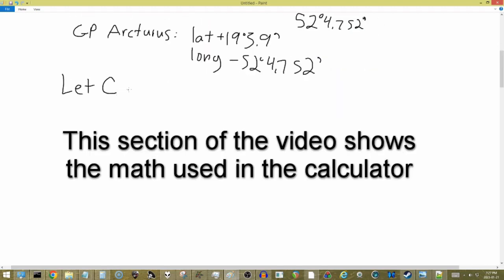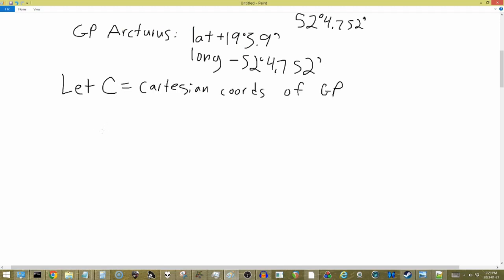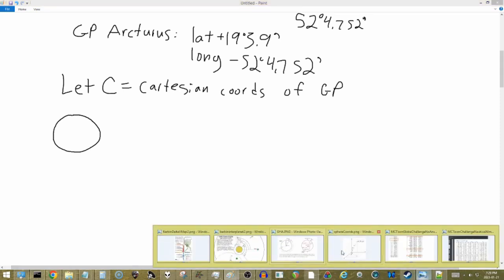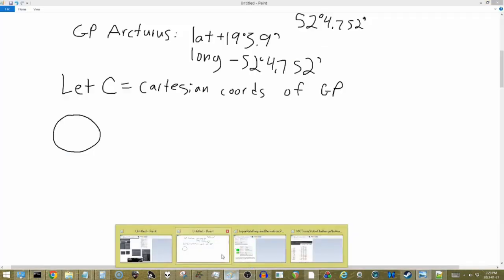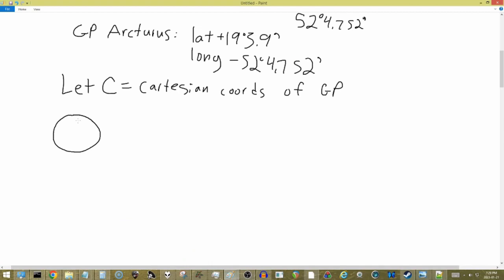Let C equal the Cartesian coordinates of the GPs. Now we have a latitude and longitude, so if we've got a sphere here, if we're looking at the surface of the Earth, the way spherical coordinates work is inclination is related to latitude, but inclination is actually measured from the z-axis, whereas latitude is measured from the equator. To turn latitude into an inclination, we go down to the equator, pi over 2 radians, and up by the amount of latitude in the negative direction of inclination.